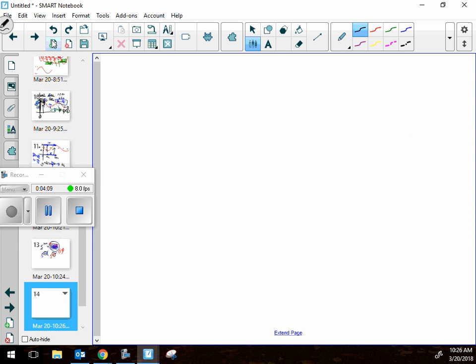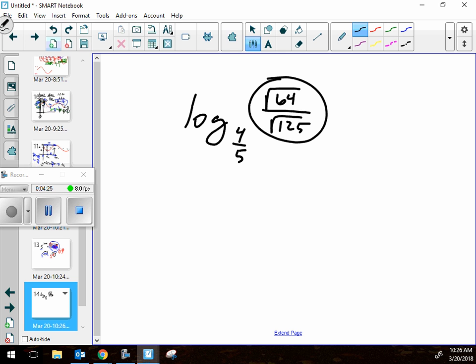Let's say that again, you're in a problem like log base 4/5 of, and then they have this, square root of 64 over square root of 125. And you will say to yourself, I need to get that to be 4/5 to a power. Okay, let me pause for a second. Let me try that one. And I hope you started with 64 being 4 to the 3rd.